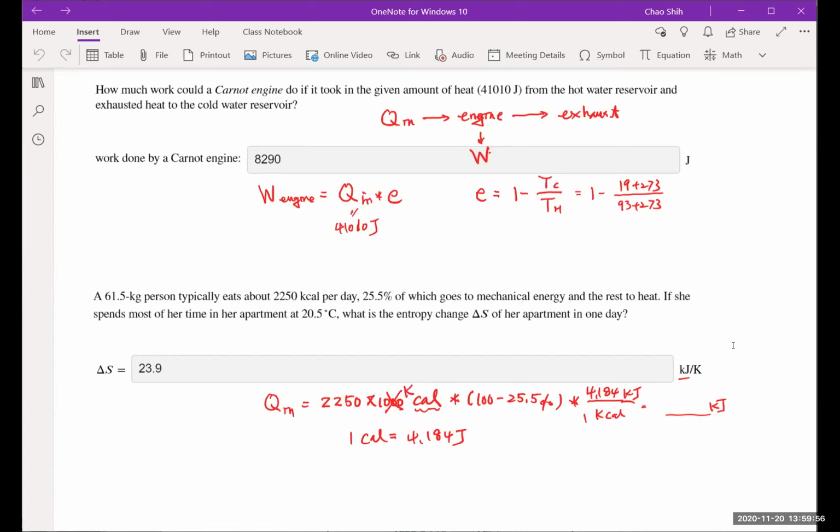Okay. Now, once you get Q, how do you find the delta S? Well, same equation. You have the Q in, which is the value that you calculated in the previous step. Then the temperature is 20.5 degrees Celsius, but you have to convert it into Kelvin. So 20.5 plus 273 is the number that you put. That is the material for today, and I hope this gives you a good idea how to calculate the change of the entropy.